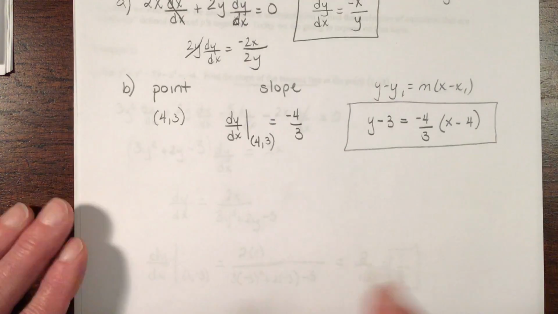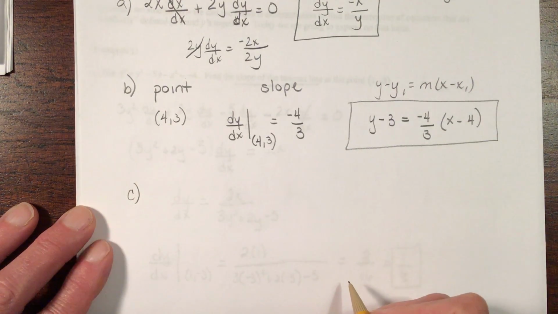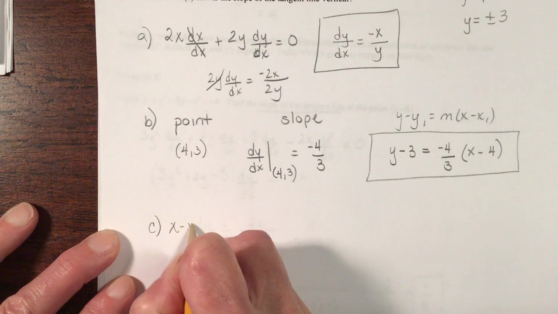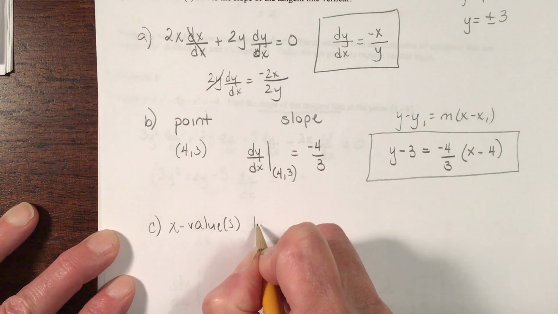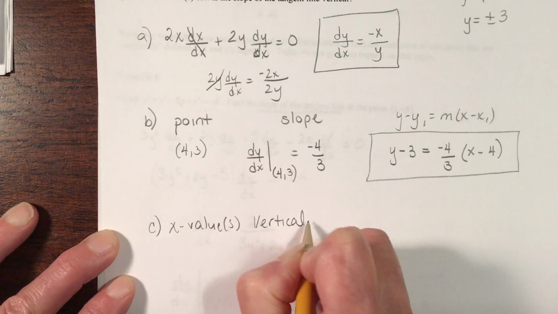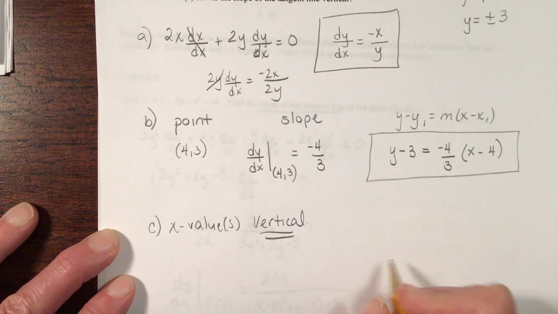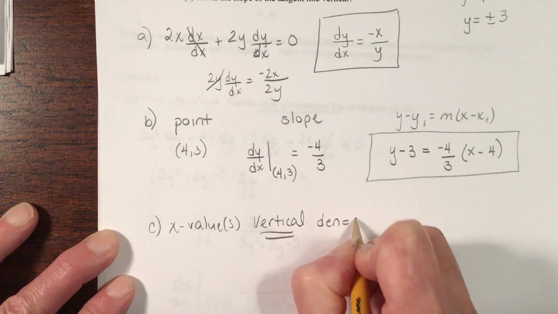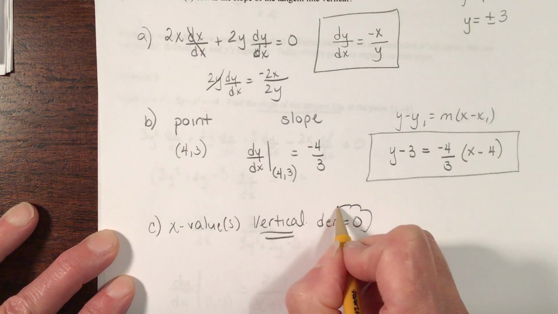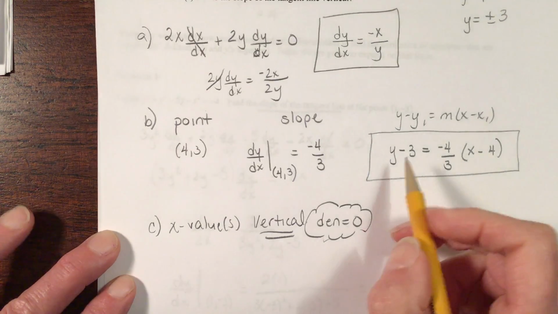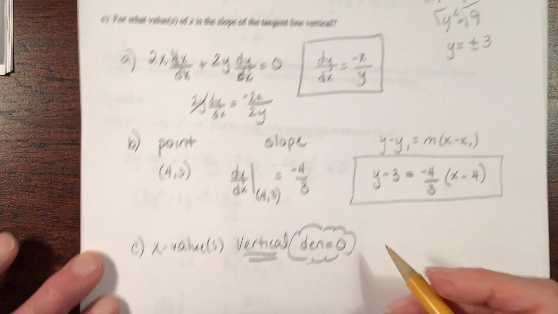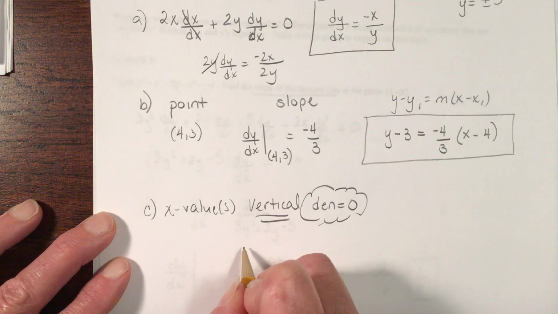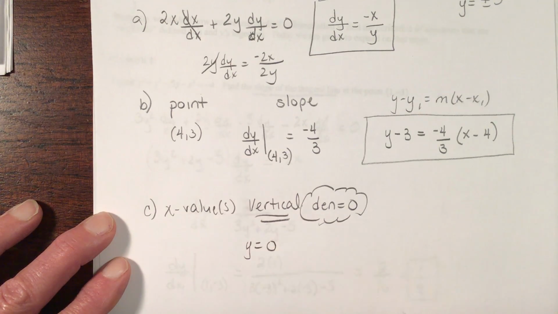Now let's see if we can remember from the beginning of the lesson. I want to find out the x values where the slope of the tangent line is going to have a vertical tangent line. What does vertical mean again? Denominator equal to 0, right? So we're going to go back up to our derivative. That's where we get our slopes from. And we're going to set the denominator equal to 0. So we're going to have a vertical tangent line whenever y is 0.